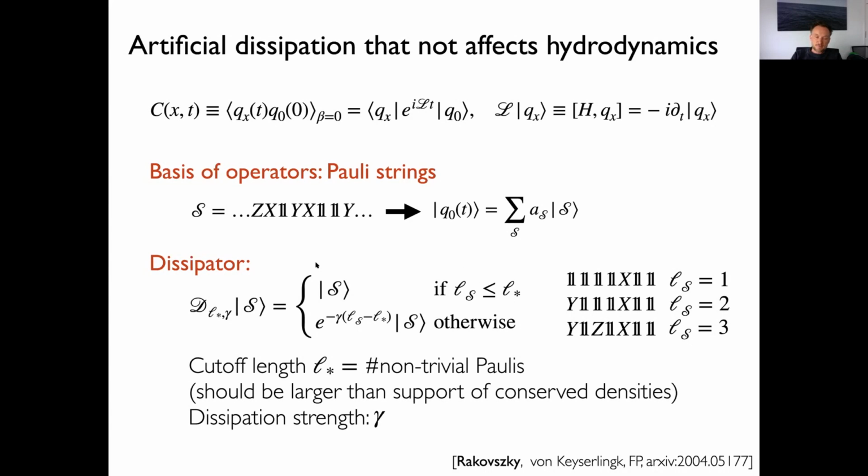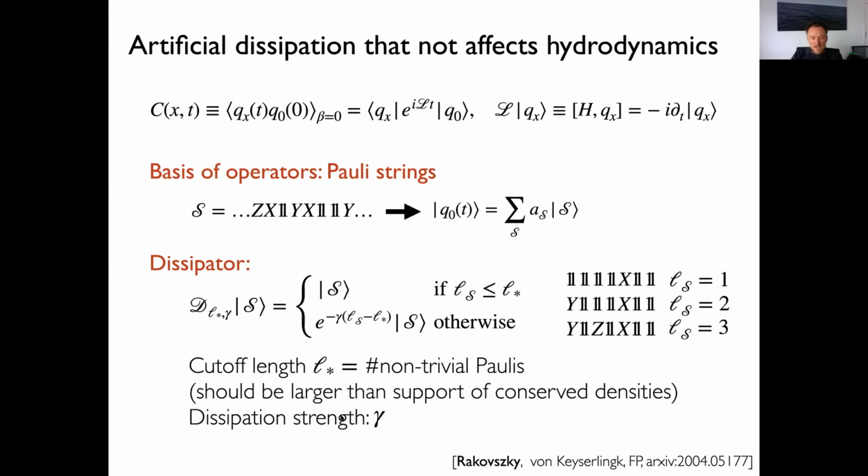So if the operator contains at most L star operators, then this dissipator is not doing anything. If, however, the operator contains more complicated terms, so if, for example, L star equals 2, then the ls equals 3 term would get this exponential damping factor with some rate gamma. Good. So the cutoff length corresponds to the number of non-trivial Paulis in the corresponding Pauli string.